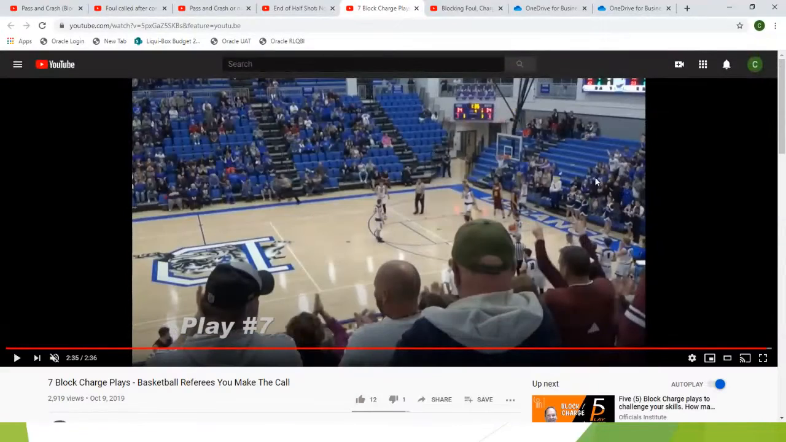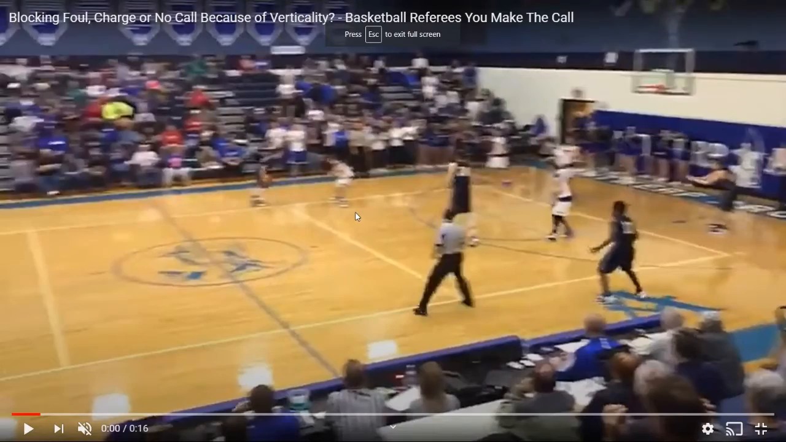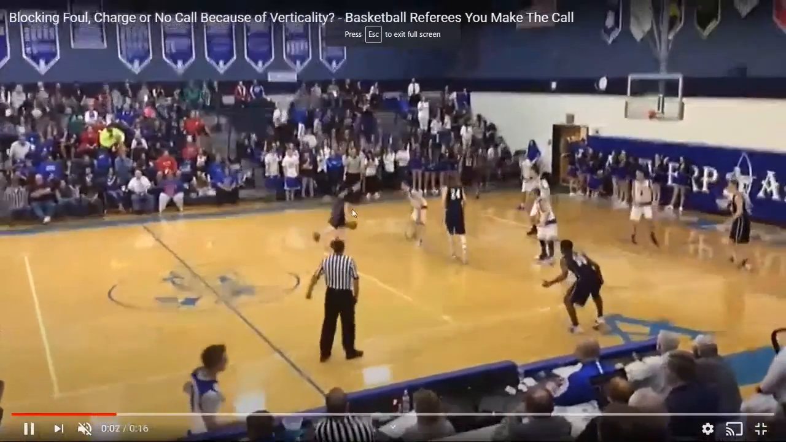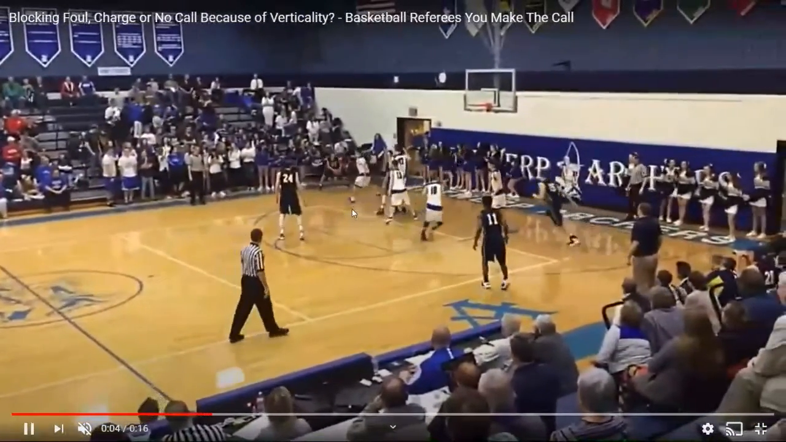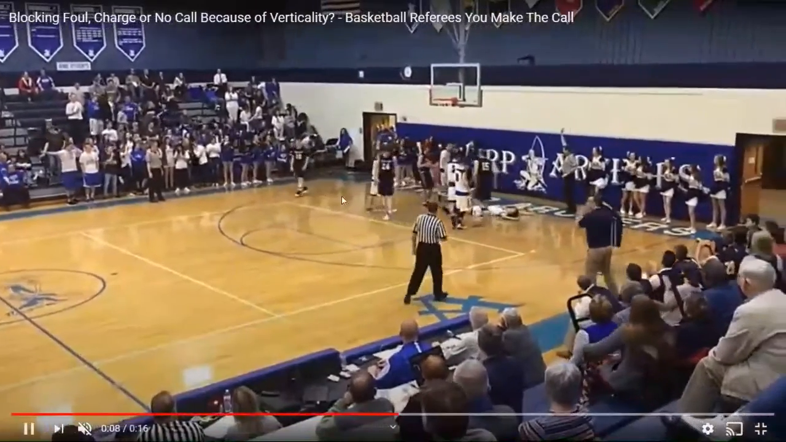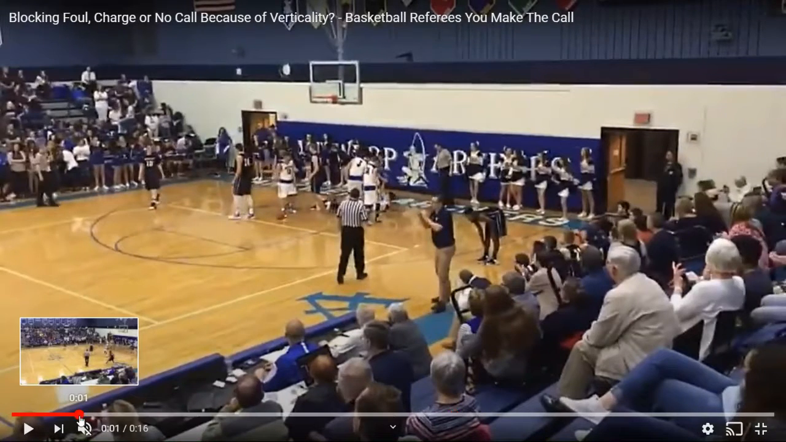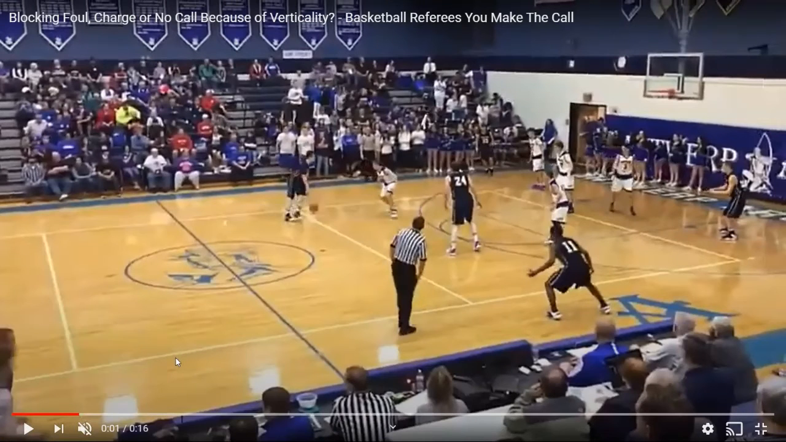Well, that'll do, though. We have another block charge here. So this is a difficult play for our center official. Again, we've only got one clip, so I don't know exactly how much an opportunity the lead would have had to get over there to help our center official.